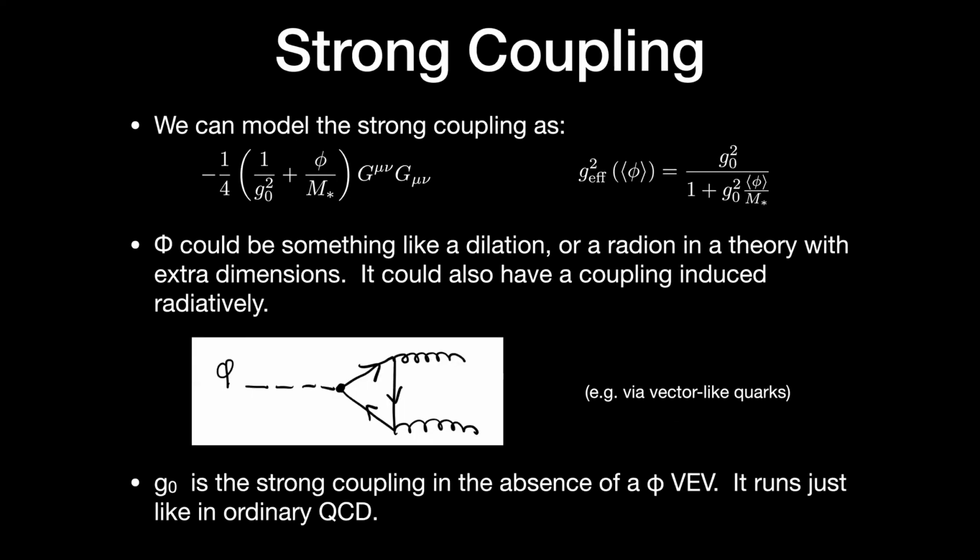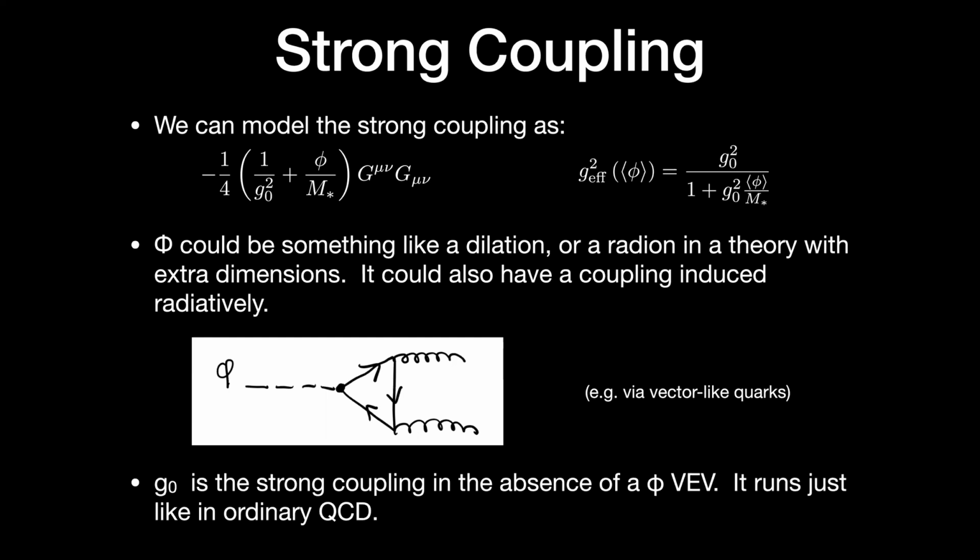So what I'm going to do is model the strong coupling just using an effective field theory. So I modified the gluon kinetic term in the Lagrangian. If it's normalized such that the coupling is taken into the normalization of the gauge field, the kinetic term would be -1/4 times 1 over g squared times the gluon field strength squared. I'm going to add another term to that Lagrangian that has a new field phi. Phi is my field that basically controls the strong coupling constant, and that's divided by some energy scale M star.